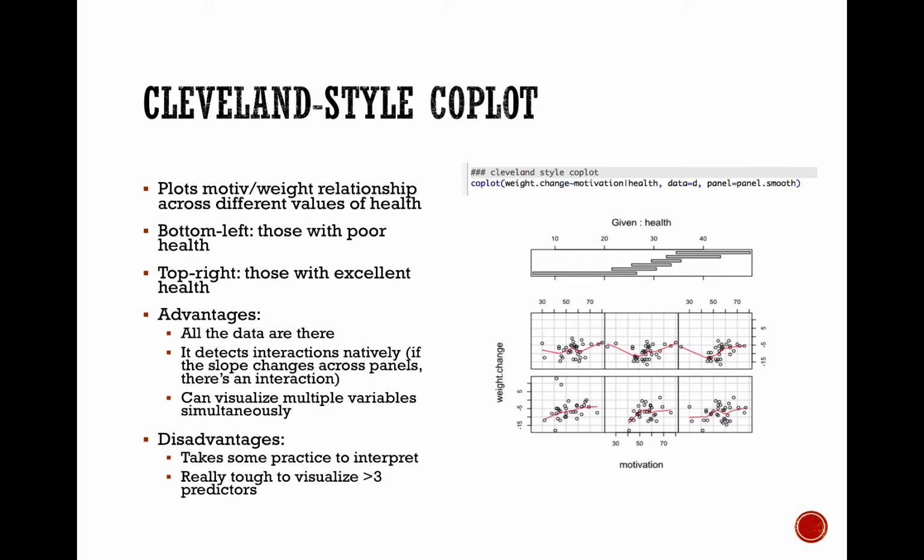Another advantage is that you can visualize multiple variables simultaneously. So unlike an added variable plot where you could only really look at main effects one at a time, here you can look at interactions and you could do it simultaneously. Disadvantages is it requires some practice to interpret, and it's really tough to visualize more than 3 predictors. And basically, if you want a third predictor, you would just have another panel right here. I'm not going to show those to you because I'm going to show you those in FLEXPLOT because I think they're a little easier to interpret. But still, if you got 3 predictors and you're able to visualize them, you're doing pretty good.